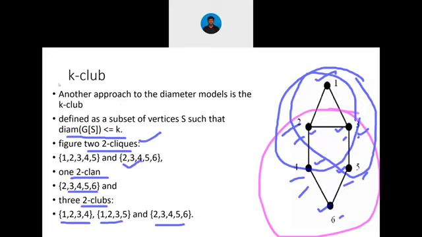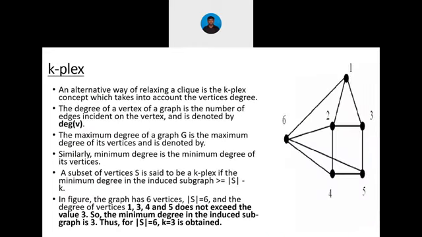So the last thing is K-plex. K-plex is nothing but it deals with the degree. You see this figure on the right hand side. It is a whole graph, the original graph. It consists of 6 nodes, right? Every node has its own degree. The first node, for example, has a degree of 3, and the fourth node has a degree of 4. Similarly, every node has its own degree. So in the figure, the graph has 6 vertices.